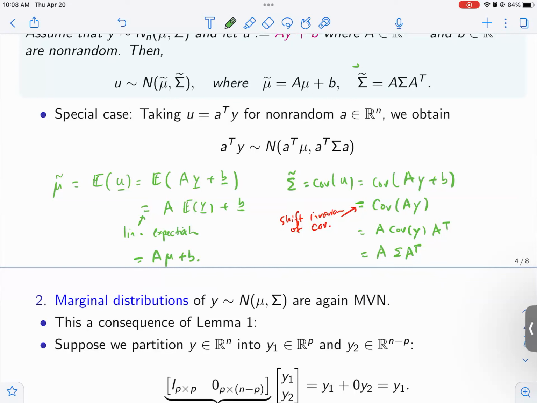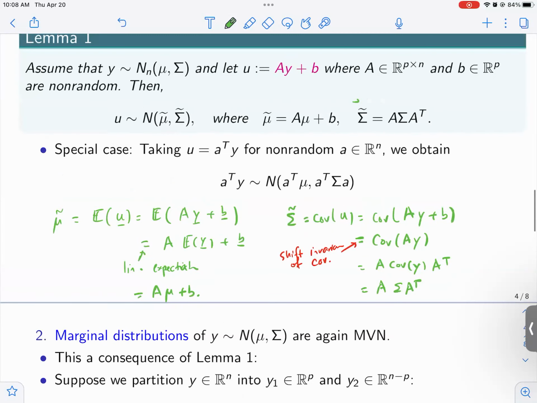Marginal distributions. So this is the first statement. And a special case of this: if I have A transpose Y, where A is a vector, this is going to be a scalar. It's basically a linear combination of the elements of Y. If you plug in the formula, it's going to be a normal random variable, but because it's a scalar, it's just a scalar normal random variable with this mean and this variance. So this tells you how the variance and the mean of the linear combination change, and we also know that the resulting linear combination is again Gaussian.